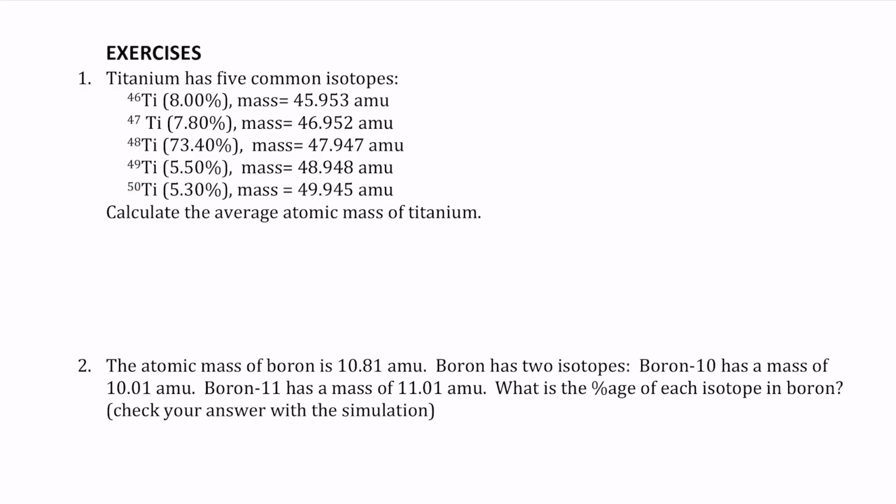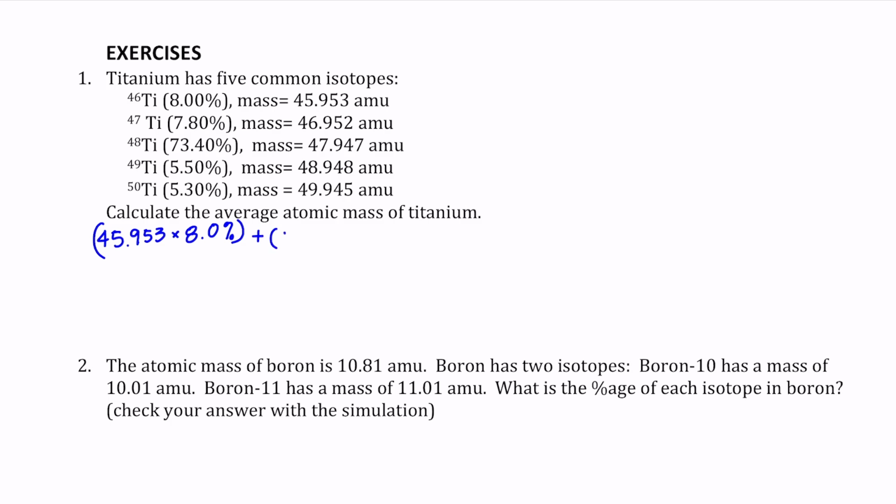Even though there are 5 common isotopes, the total amount that we are going to be looking at is here, which should come out to 100%, and we are going to see if it really does, right? So we would add 8 plus 7.8 plus 73.4 plus 5.5 plus 5.3. And for each of those, the mass of 45.953 occurs 8.0% of the time, or in our sample, okay?